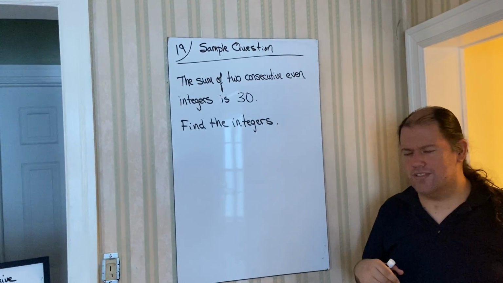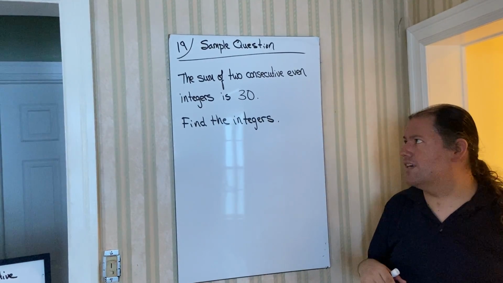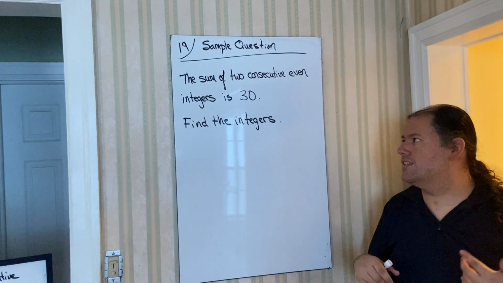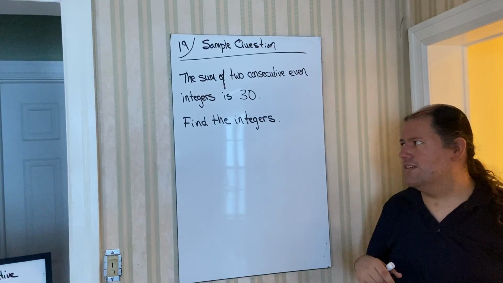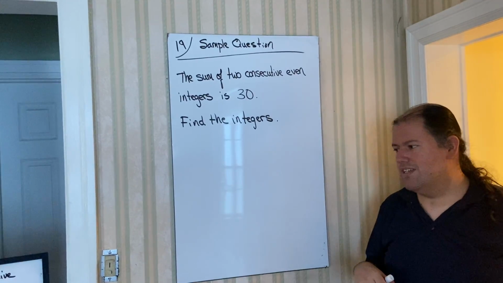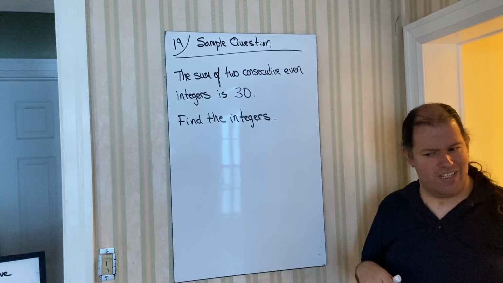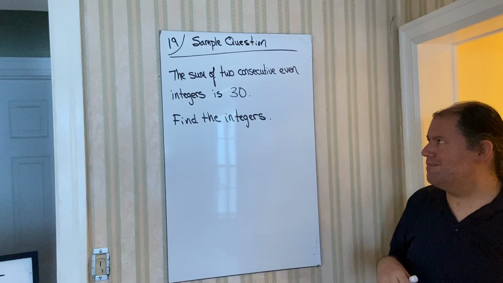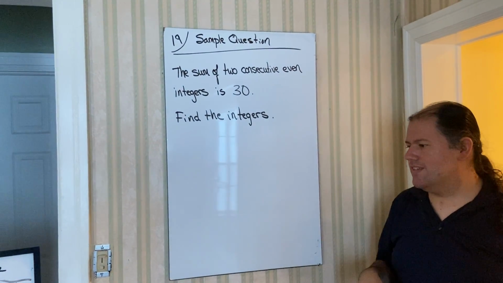Again, we told you the first thing you want to do is read the problem going from left to right. The sum of two consecutive even integers is 30. Find the integers. So we read it. Did we have any danger words from or than? No. So we can skip that.